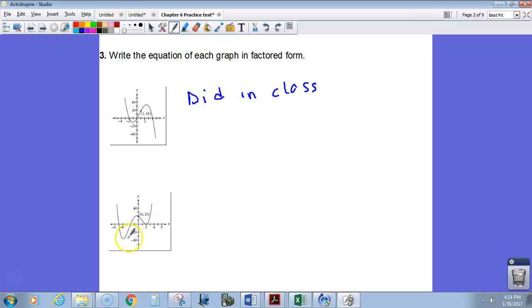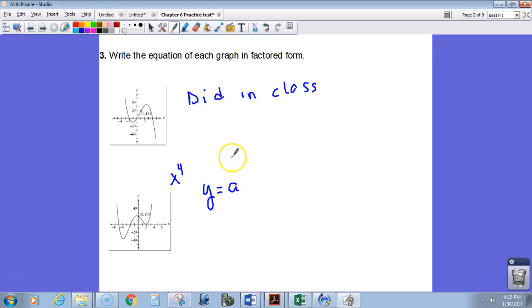Okay, what zeros do I see? I see 1, 2, 3, because this only touches down here. There's not 4, but I know my degree has to be to the 4th power because of the shape and it's even. So I'm going to go ahead and find my zeros.